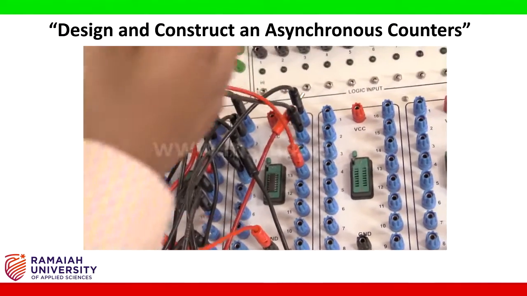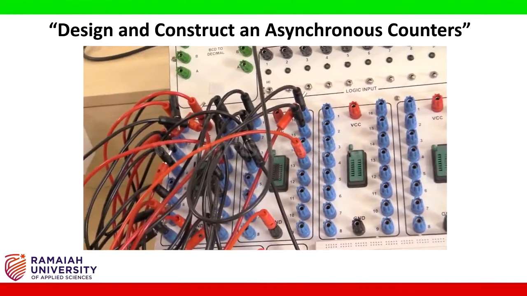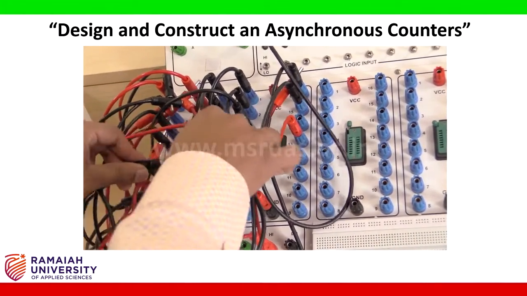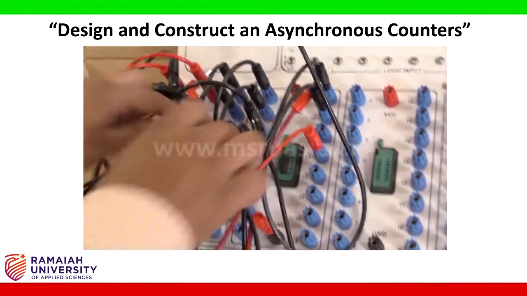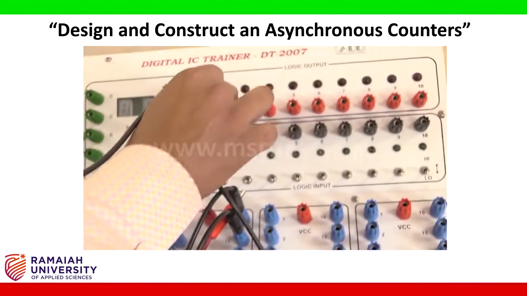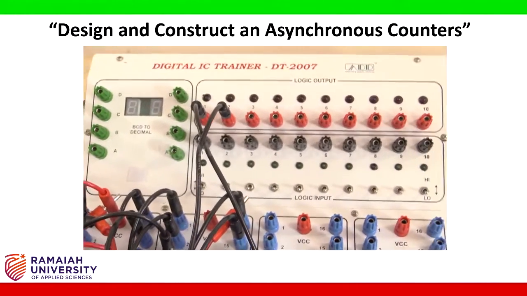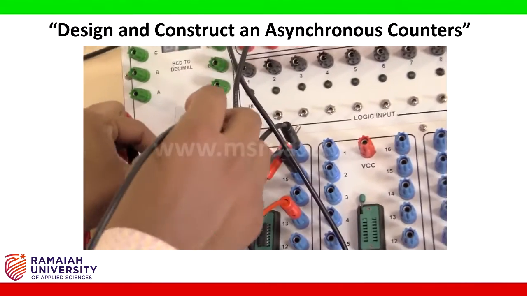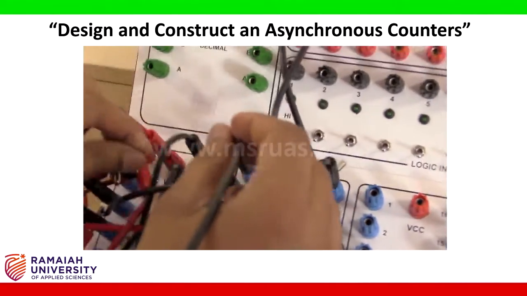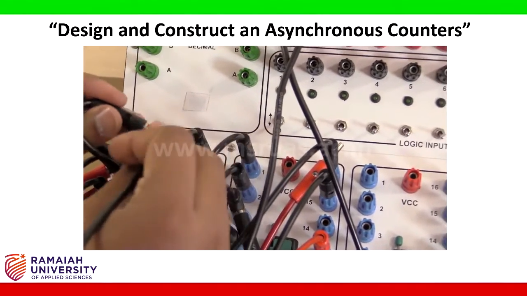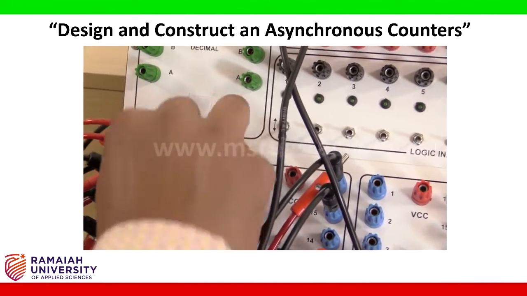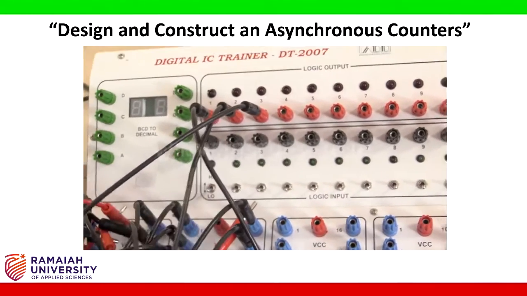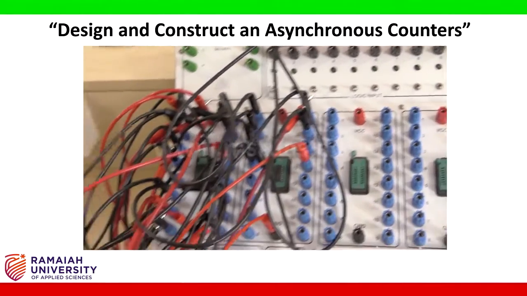We have connected one output QC, and QB I will connect, that is pin number 11 of first IC base. This is QB, and the last output QA, that is pin number 15. It is from here. I am connecting pin number 15, and it is output QA. So now this completes the logic circuit.